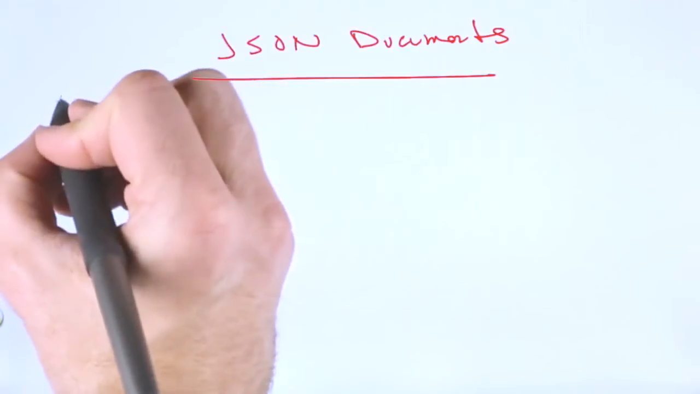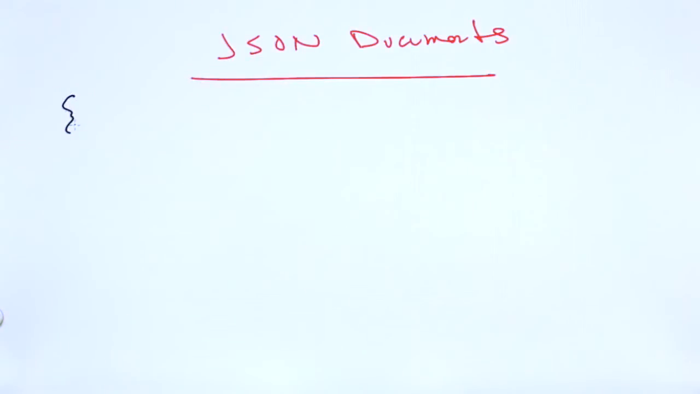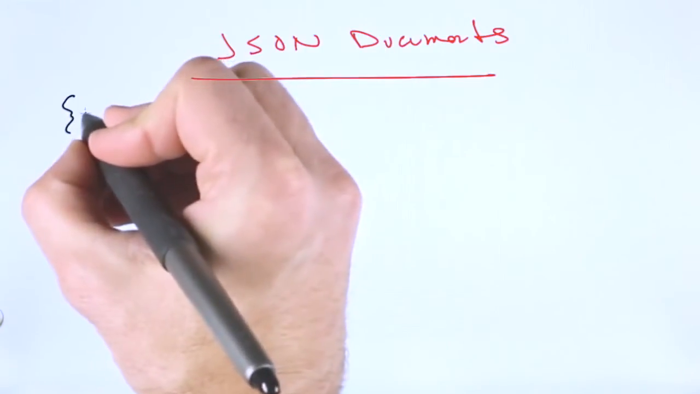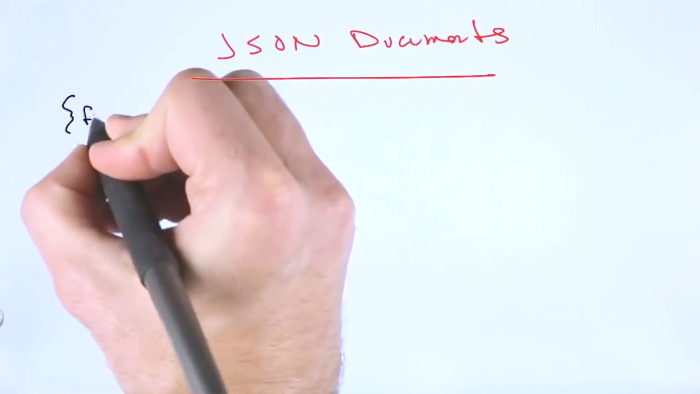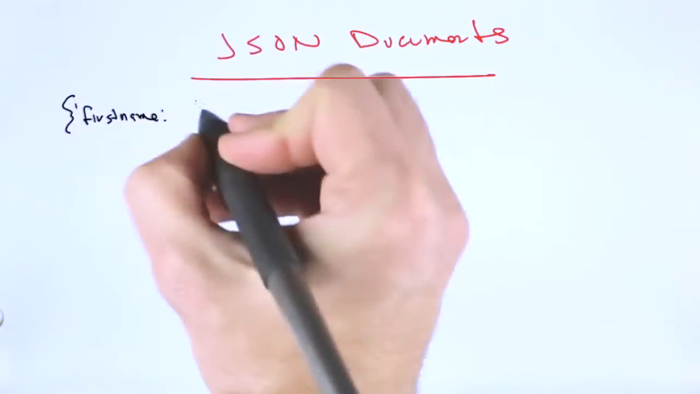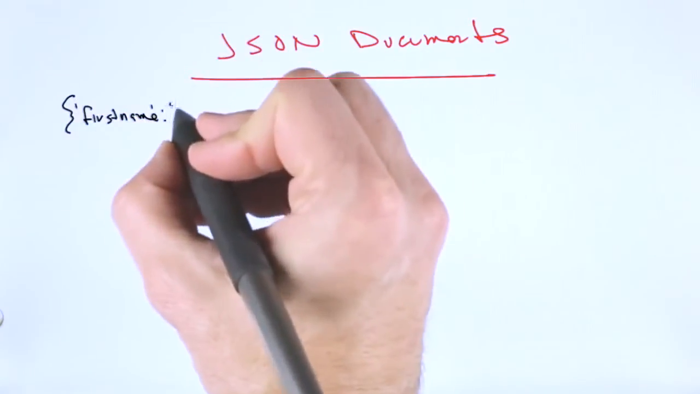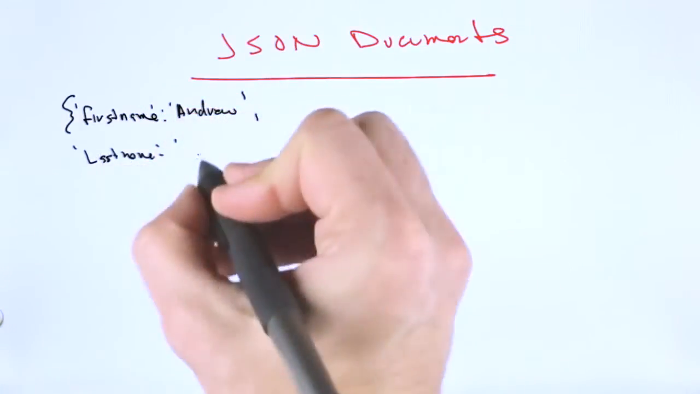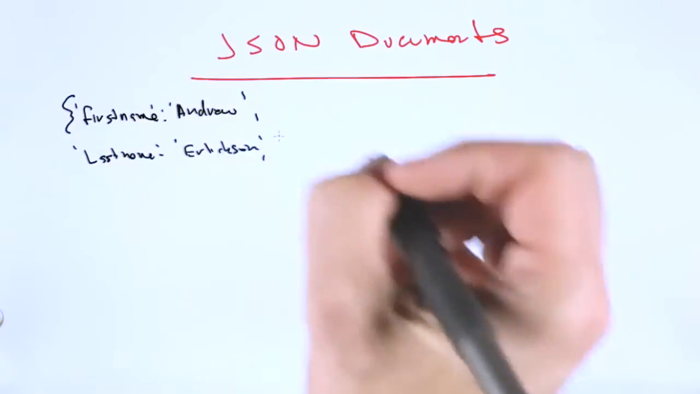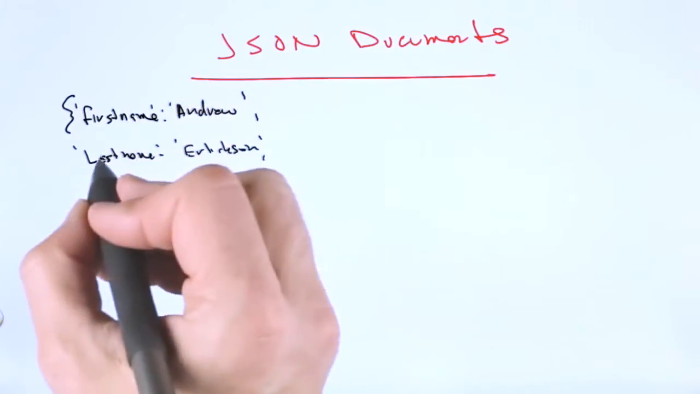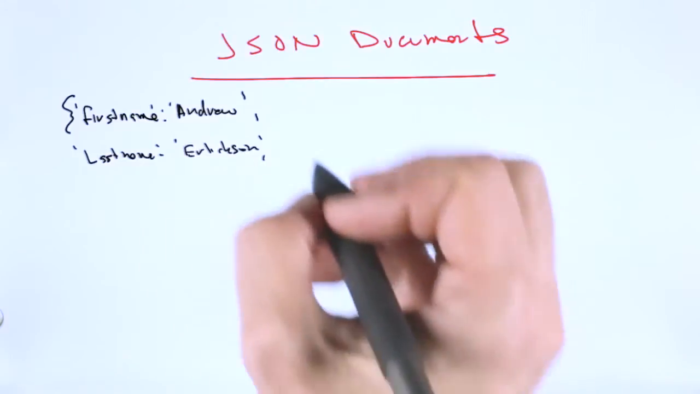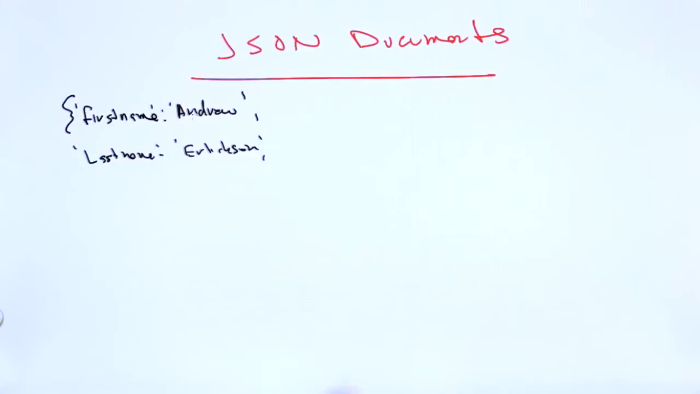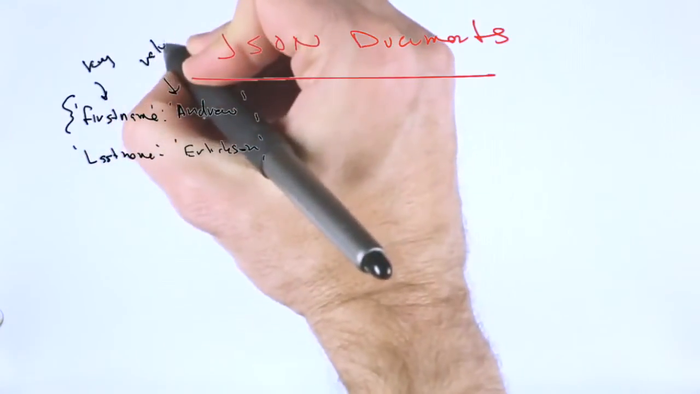Here's a JSON document. A JSON document starts with an opening brace, and then it has keys and values. So for instance, you might have a key of "first name", and I'll put a quote around that, and my first name is Andrew. And there might be another key of "last name", and my last name is Erlickson. And by the way, these are quotes around these keys and quotes around these values, and that's a comma between these fields, and that's a colon between the key and the value. So here we have a key, and here we have a value.